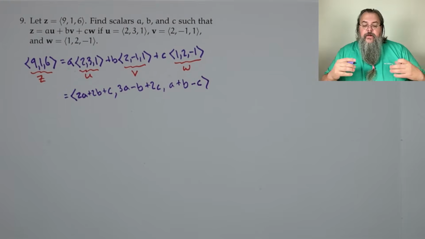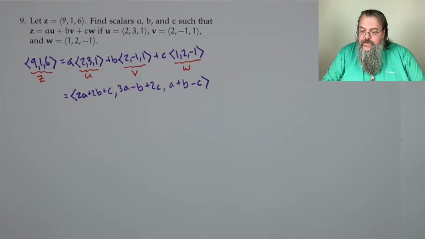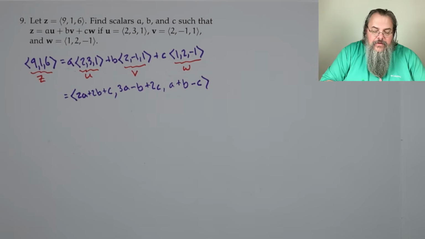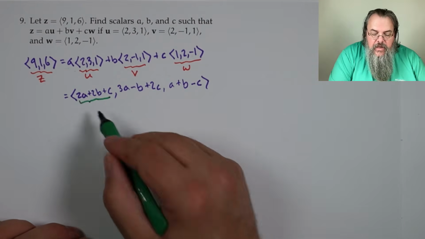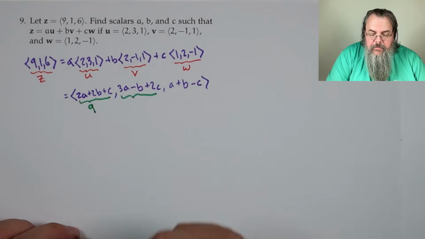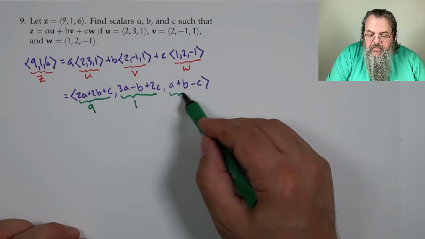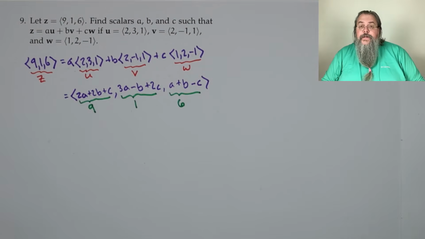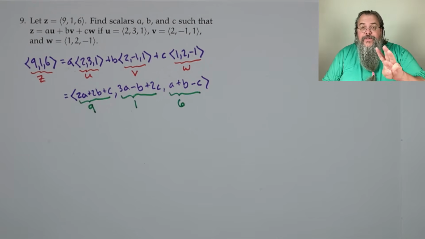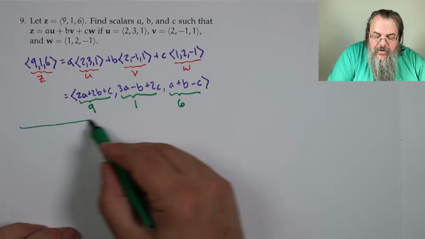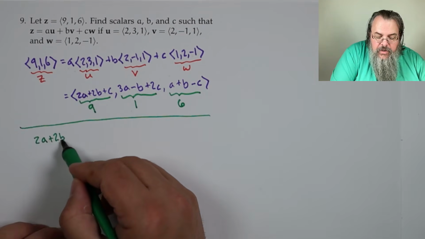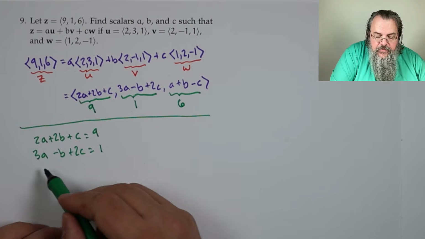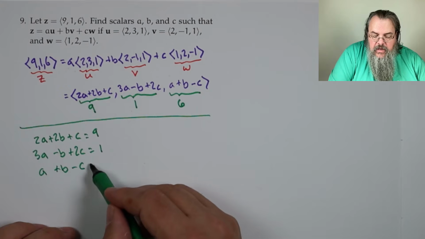All right, so now we have all of our pieces. And we say, okay, two vectors are equal to each other if and only if they're equal entry by entry. And we say, oh, well, that gives us three equations, right? So this 2a plus 2b plus c has to equal 9. This 3a minus b plus 2c has to be 1. And this a plus b minus c has to be 6. Okay, so we're going to get down to the following: 3 equations, 3 unknowns. Writing it out, we have 2a plus 2b plus c equals 9. 3a minus b plus 2c equals 1. a plus b minus c equals 6.